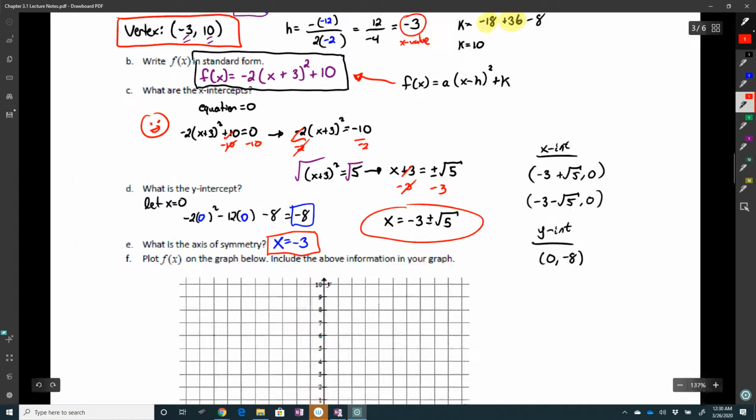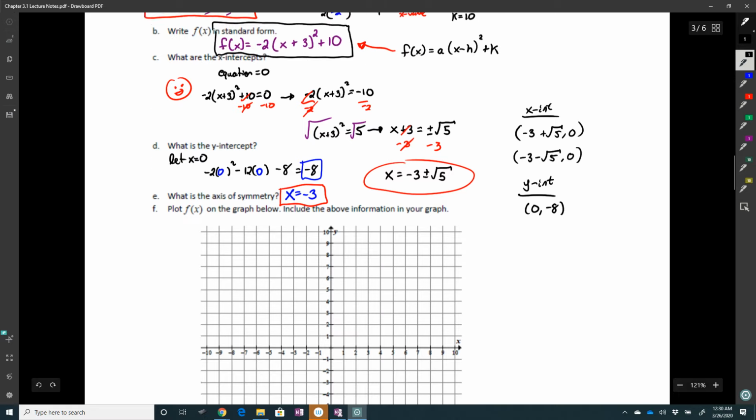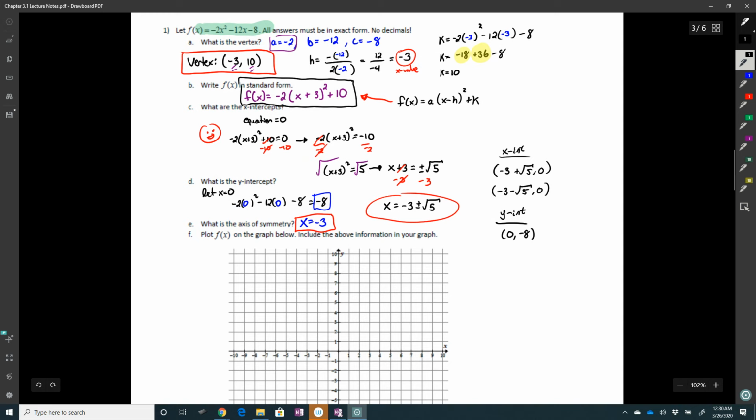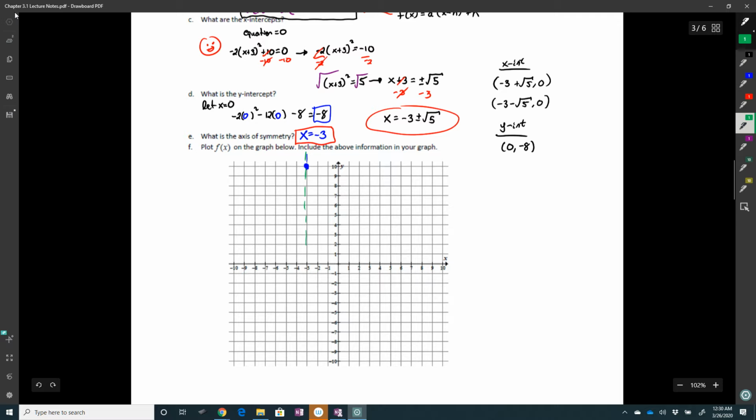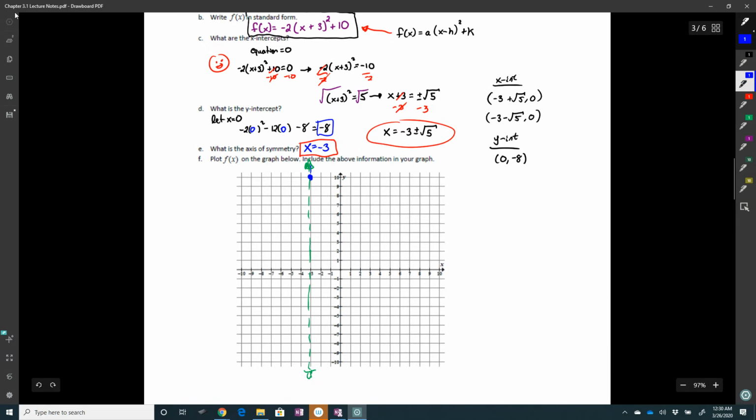So now we can combine everything and plot it on the graph. So let's go ahead and do that. Some easy points. I know that the vertex is -3, 10. So -3, 10. I know that's also the axis of symmetry. I'll pick a different color for that. All right. And I know that the y-intercept is 0, -8, way down here. I know my x-intercept is -3 plus square root of 5.